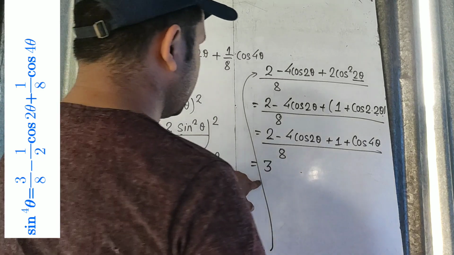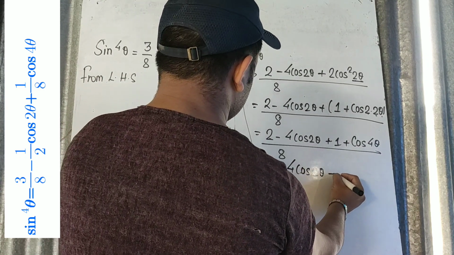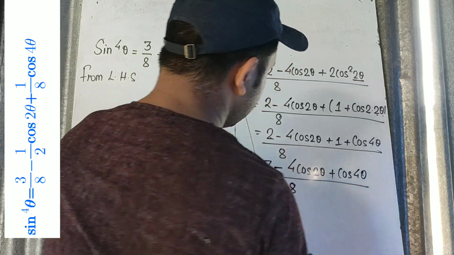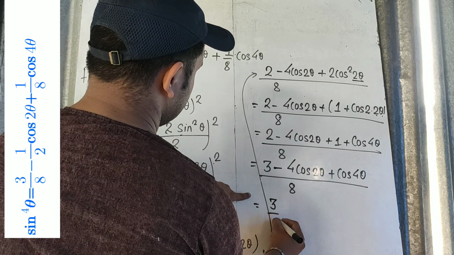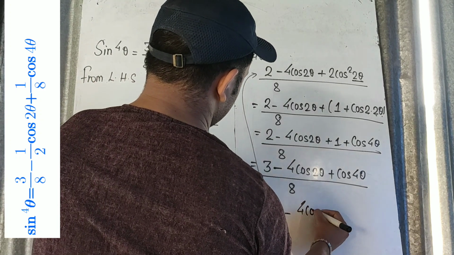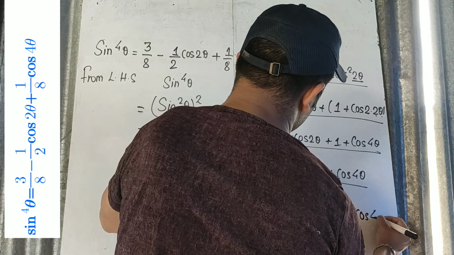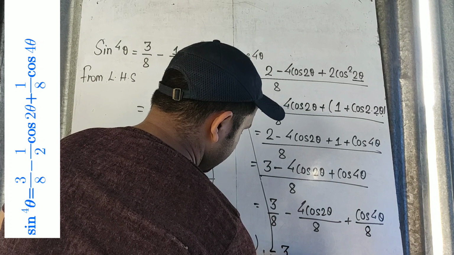Now 2 plus 1 is 3. Now simple, we are going to get the answer. Plus cos 4 theta divided by 8. Now this is the denominator, which can be segregated this way. We can write 3 by 8 separately, we can write 4 cos 2 theta by 8 separately, and we can also write cos 4 theta by 8 separately. So it comes to be 3 by 8.